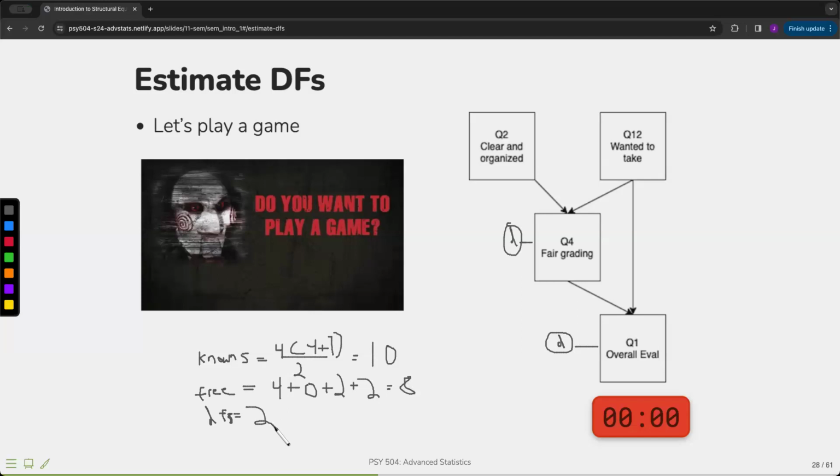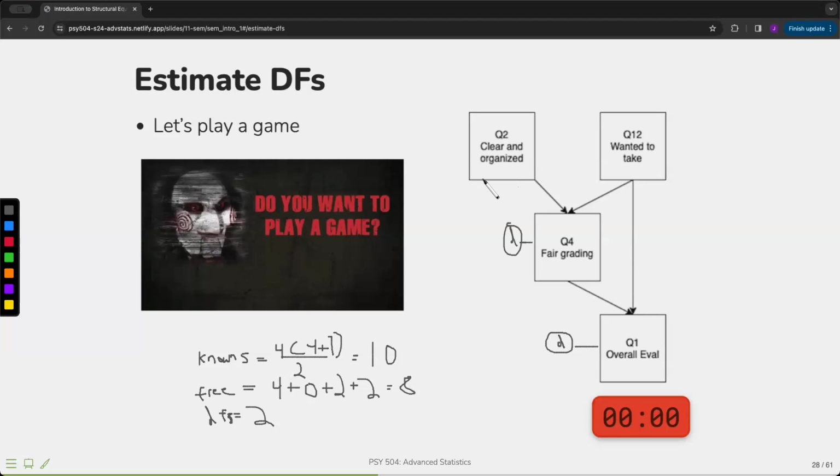Yeah, right? What type of identified is it? Is it over-identified, under-identified, just identified? Yeah, so it's over-identified, right? So if our degrees of freedom is greater than 0, then we have an over-identified model, which is what we want, right? And you can see that we left out paths here, right? That's the spirit of structural equation modeling.